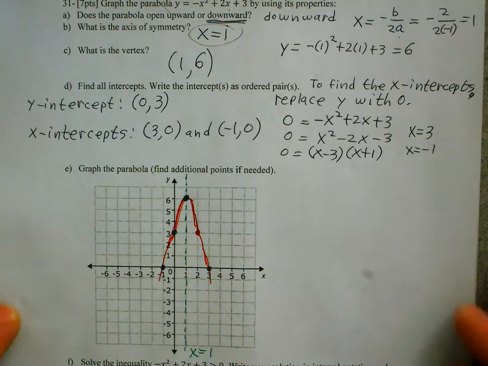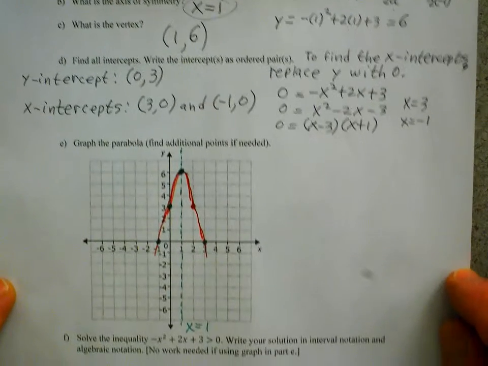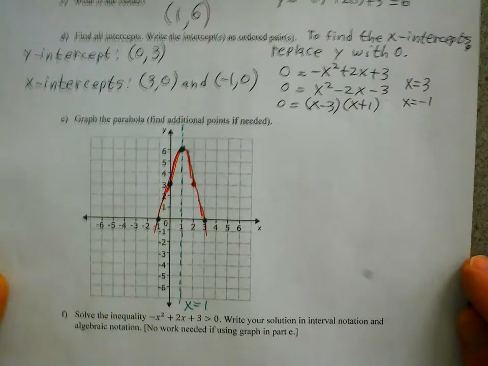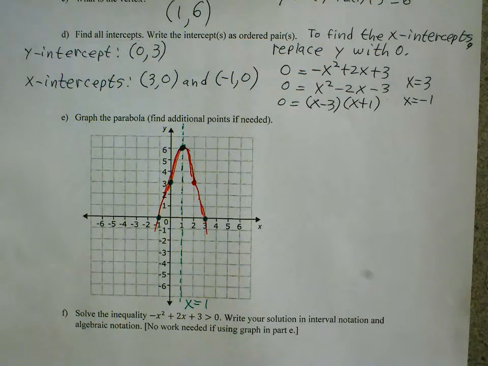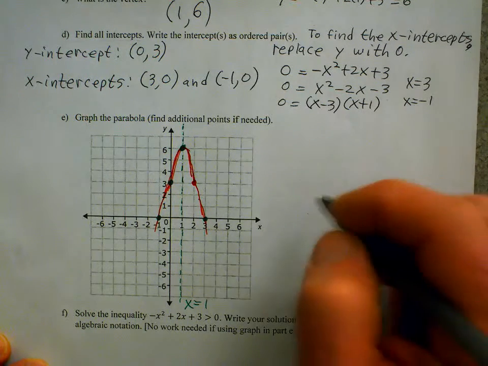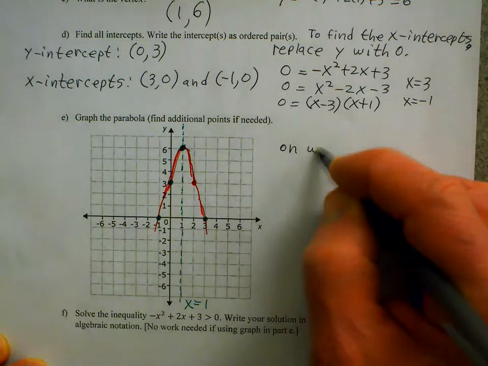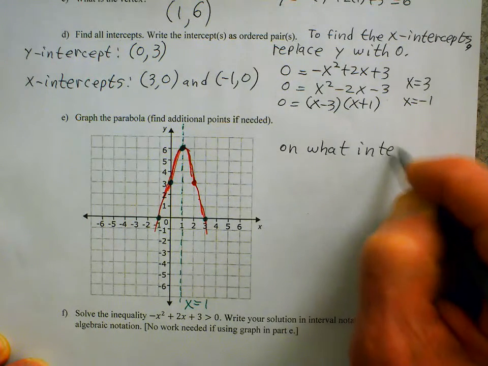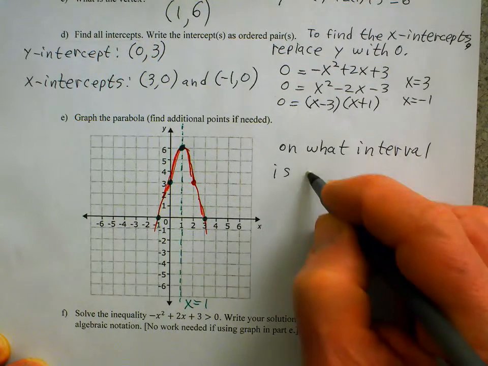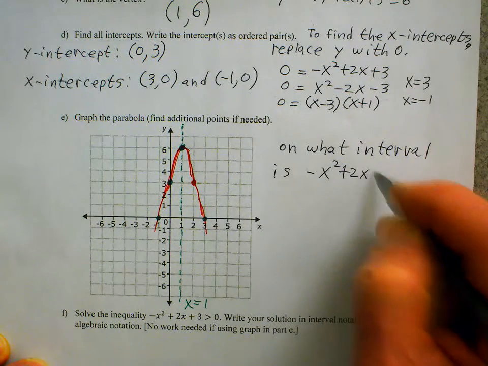Okay, part F. This is part of the same problem. Solve the inequality negative x squared plus 2x plus 3 is greater than 0. Write your solution in interval notation and algebraic notation. If you use the graph in part E, then no work is needed. So on what interval is negative x squared plus 2x plus 3 greater than 0?